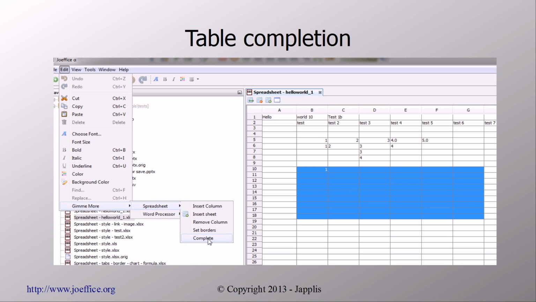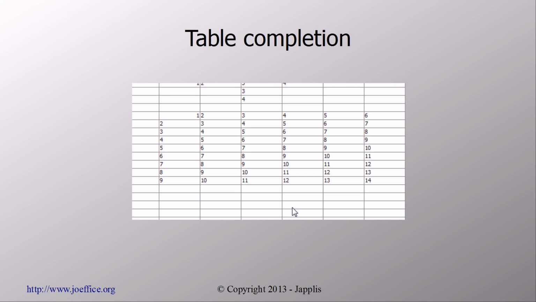So here is the first completion. It's with numbers 1, 2, 3, and so on. That's quite the easy completion one. Here you see I've written one, and it completes from left to right and also from up to down.